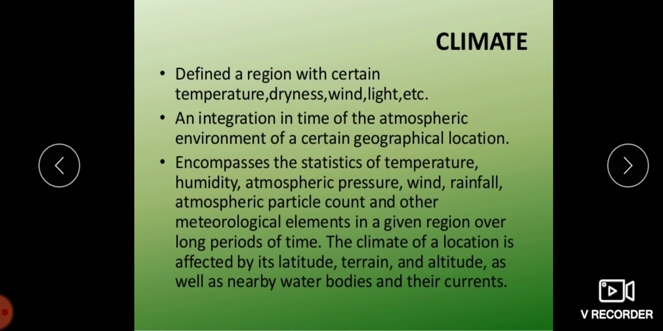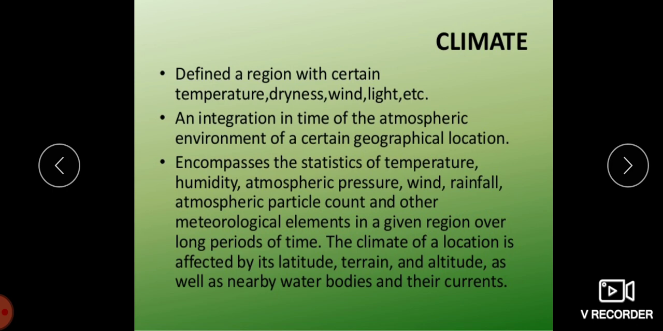Climate, children, is the long term pattern of weather in an area, typically averaged over a period of 30 years. More rigorously, it is the mean and variability of meteorological variables over a time spanning from months to millions of years. Some of the meteorological variables that are commonly measured are temperature, humidity, atmospheric pressure, wind, and precipitation.